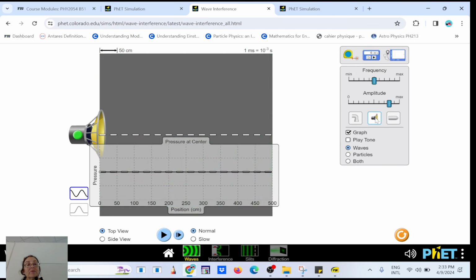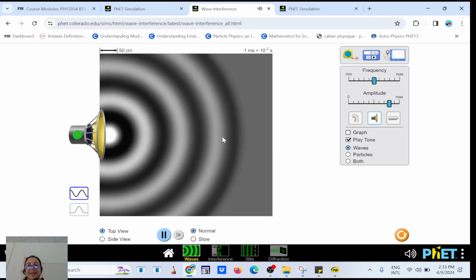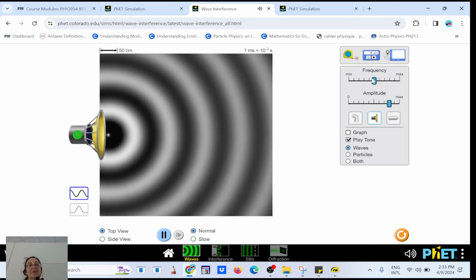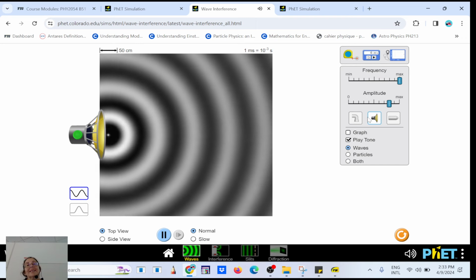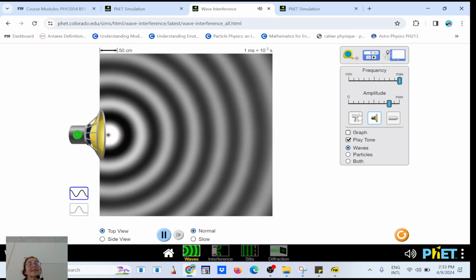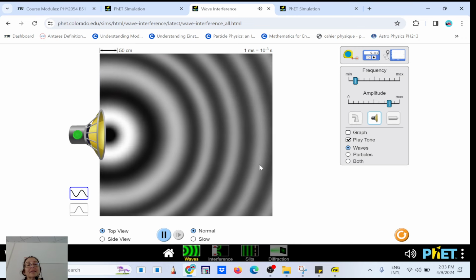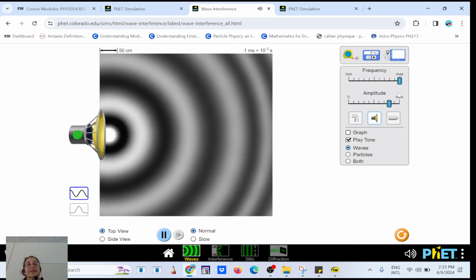You can do the same thing with sound. You see, you have a sound wave. See that? If you increase the frequency, you see the wavelength is going to decrease, and then you lower the frequency. Again.